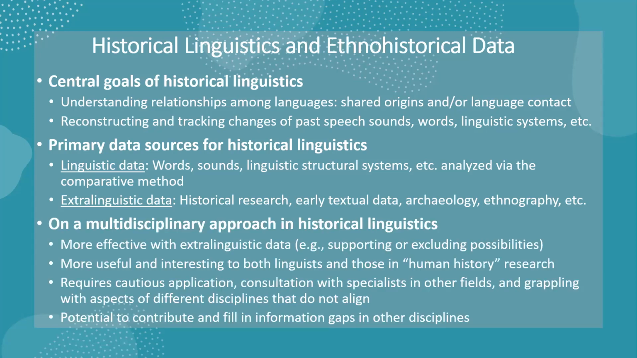And when we take this multidisciplinary approach, I think it is more effective because of the extra linguistic data. When we use historical information, for example, we can support or exclude possibilities based on that real world information. And I think it's more useful and interesting, not just to linguists, but people who are in human history research. And human history research just includes any of these areas I'm talking about. But of course, it requires cautious application and some respect to specialists in other fields.